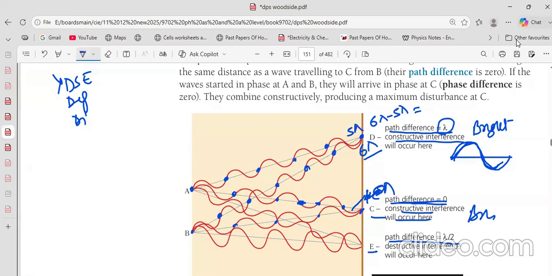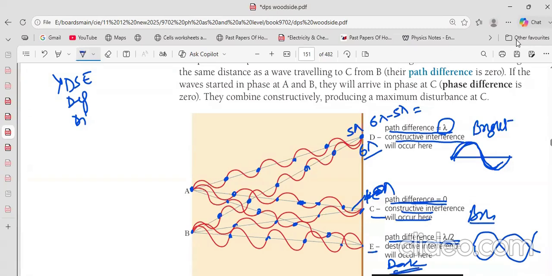Acha, here 1, 2, 3 lambdas, 4 lambda, 5 lambda. And here 1 lambda, 2 lambda, 3 lambda, 4 lambda, 4.5 lambda. So lambda by 2. That means one wave is reaching here and one is shifted by lambda by 2. So that means they are destructive.